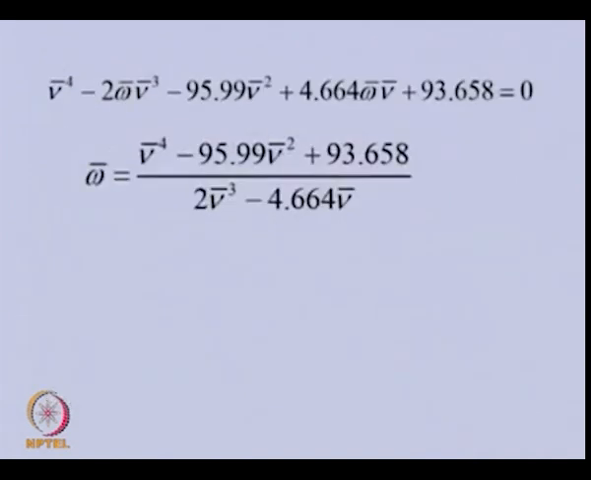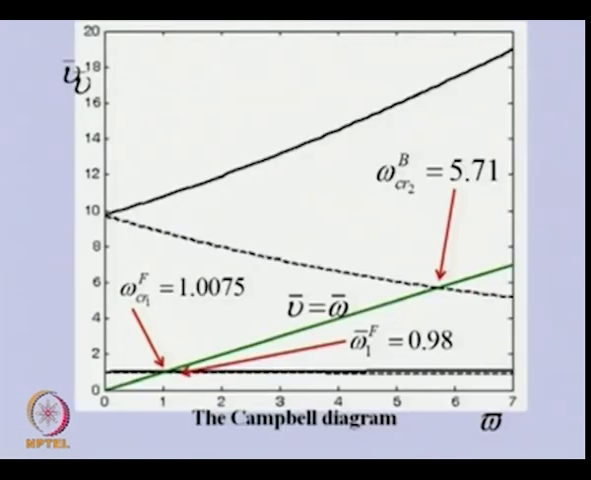Now, let us see if we want to plot the frequency equation as it is, without solving for the critical speed. This particular expression can be rearranged and we can write omega bar equal to this expression. Now, we can take various values of nu and get omega. If we plot this for various values of nu and omega, we will get a diagram like this. This is called the Campbell diagram. The horizontal axis is omega bar and the vertical axis is nu bar.